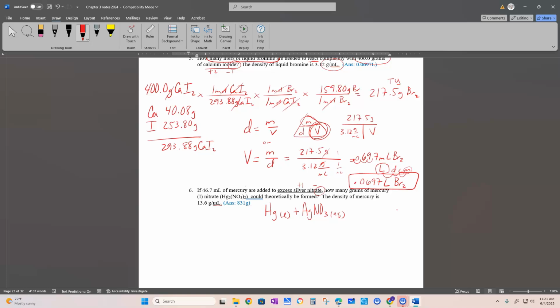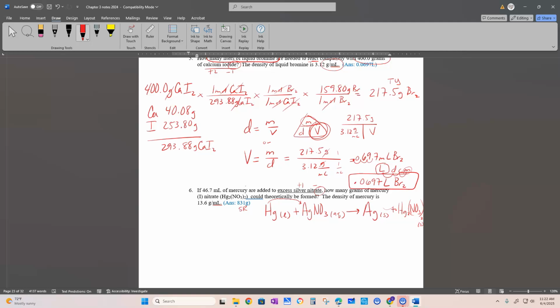Well, I already know one of the products. Okay, so this is another one that's called single replacement. That mercury is going to swap places with that silver. So I'm going to get silver left over. And we know silver is a solid. And it already told me what one of the other products is going to be. Hg2(NO3)2. And most of the time, mercury, when it forms stuff, will be a solid. Doesn't matter the state of matter right now. They would have to tell you.